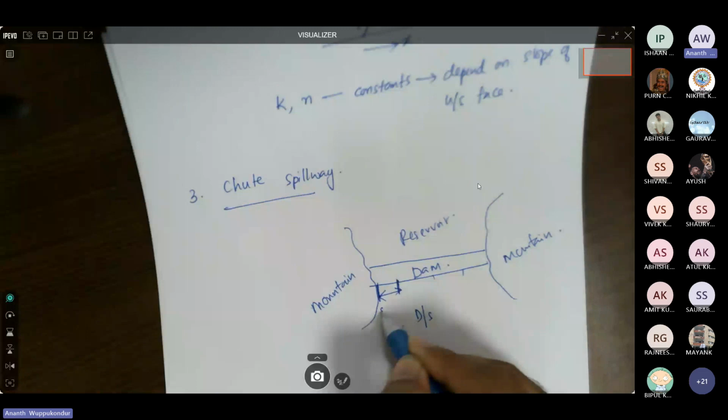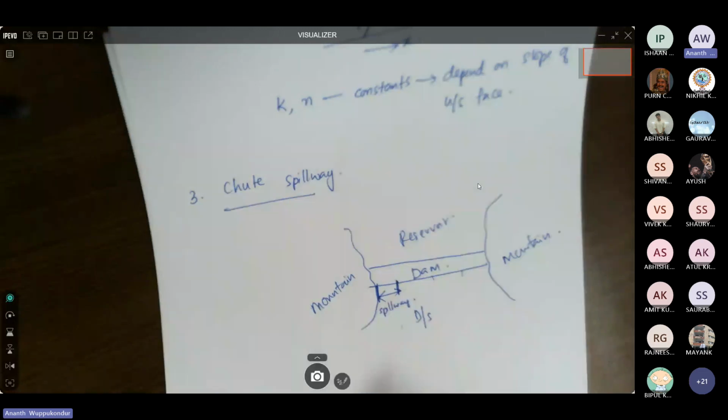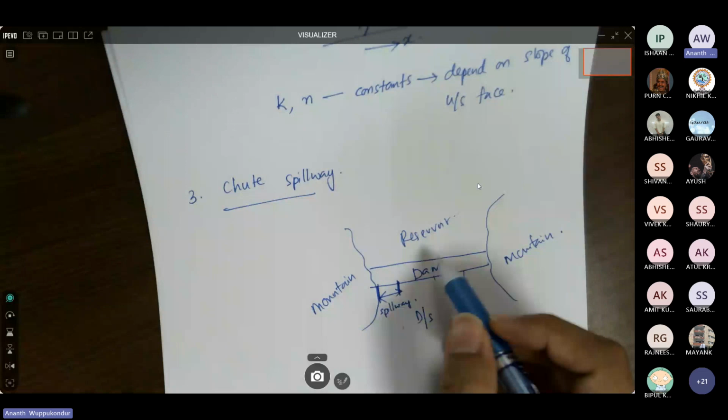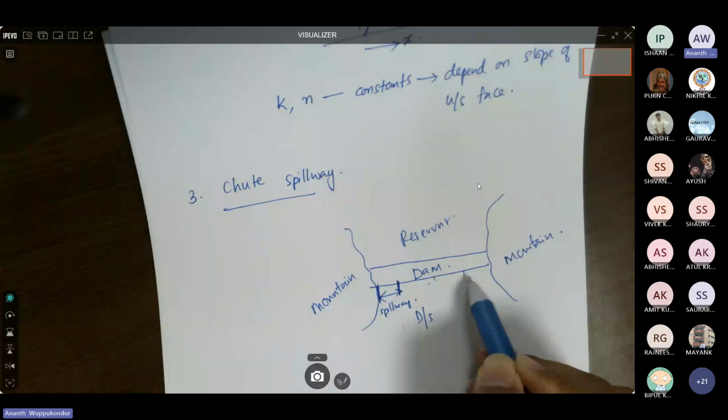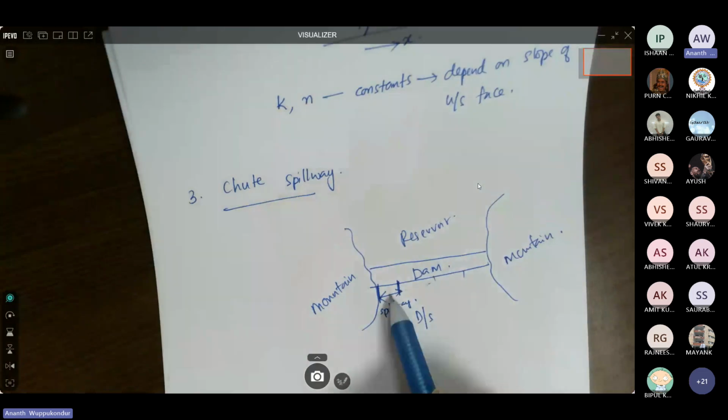Then this is called a chute spillway. For an ogee spillway, you would provide spillways all across the dam, so you would have multiple sections of spillway. Whereas for a chute spillway, it's only provided on one side.